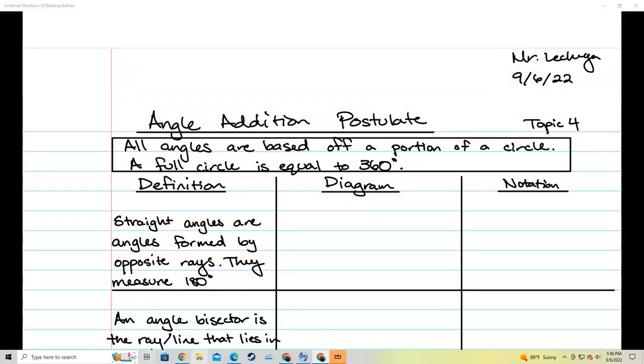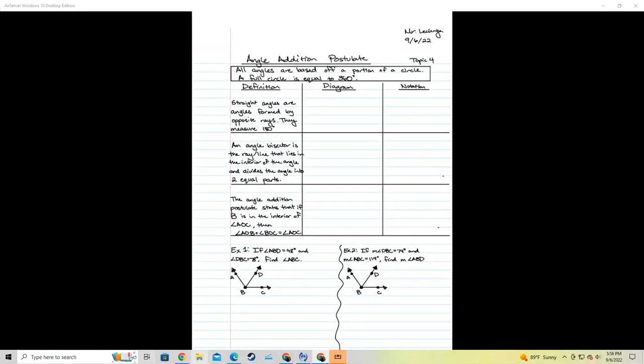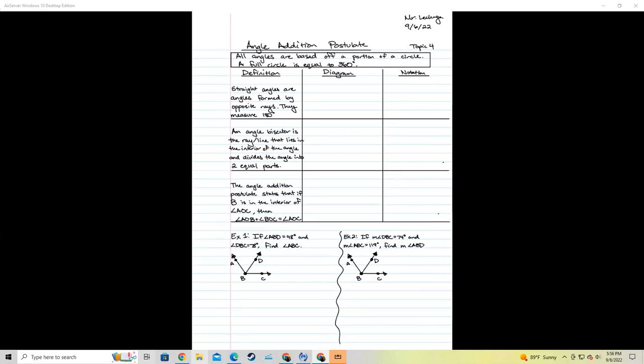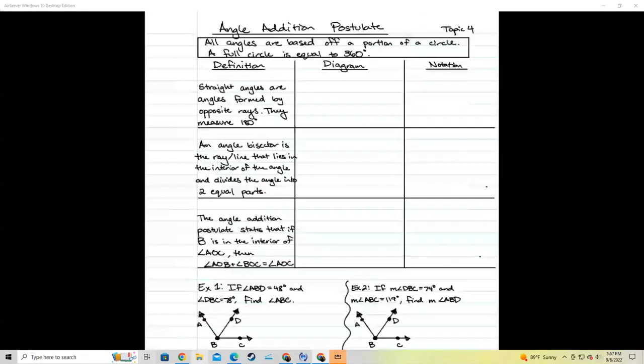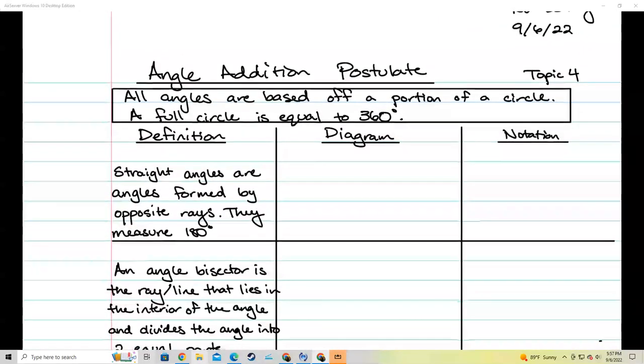Okay, we're on topic number 4, which is angle addition postulate. Go ahead and pause this so that way you can copy everything down. By the end of the notes today, your notes should look like this. So it's 3 vocabulary words. Actually, the last one's up there, a postulate, but 2 vocabulary words, one postulate, and then 2 examples on the bottom. So go ahead and copy what you need to copy. Press pause on the video if you need to. I'm just going to go ahead and get started on this.